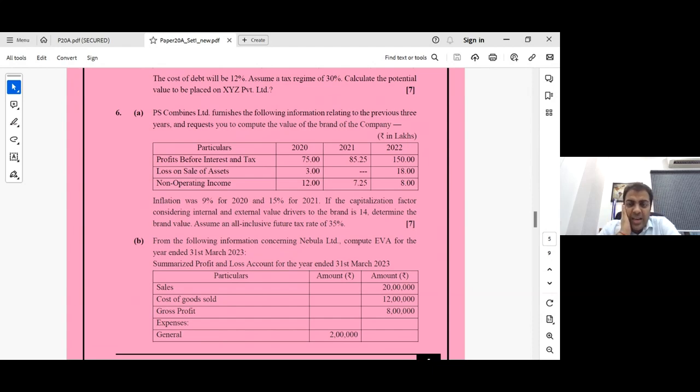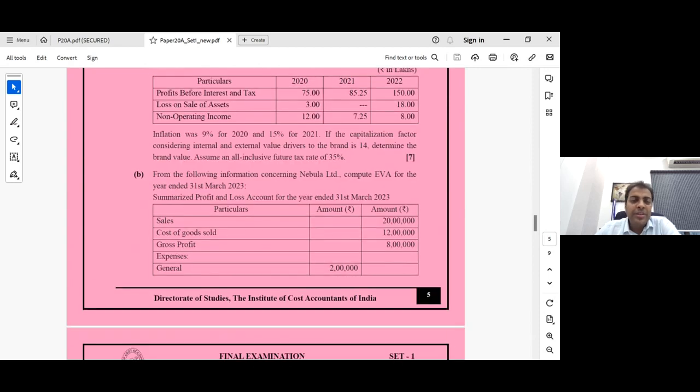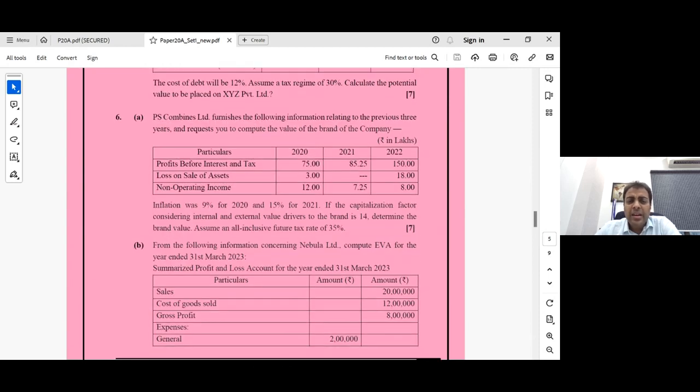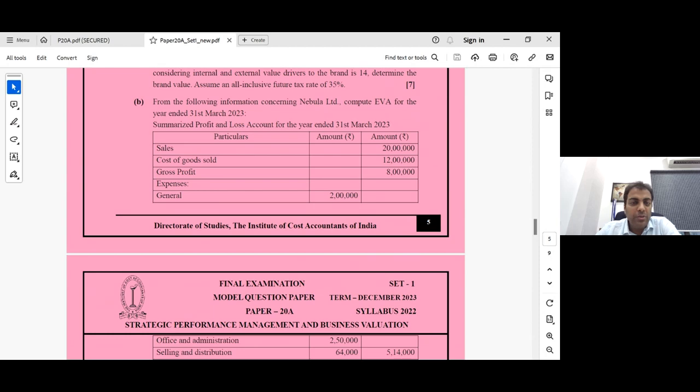The question number 6A is talking about brand value. Again, simple, small question. A little bit of trick here is giving you information about inflation for 2020 and 2021, right? You might be tempted to use it, may or may not be useful. But again, it gives you profit before interest and tax, gives you 2 line items which have to be adjusted because it should be all operating profits, right? So you adjust these figures with your profit before interest and tax. You have the tax rate and you have the capitalization factor. Quickly you will get to the answer.